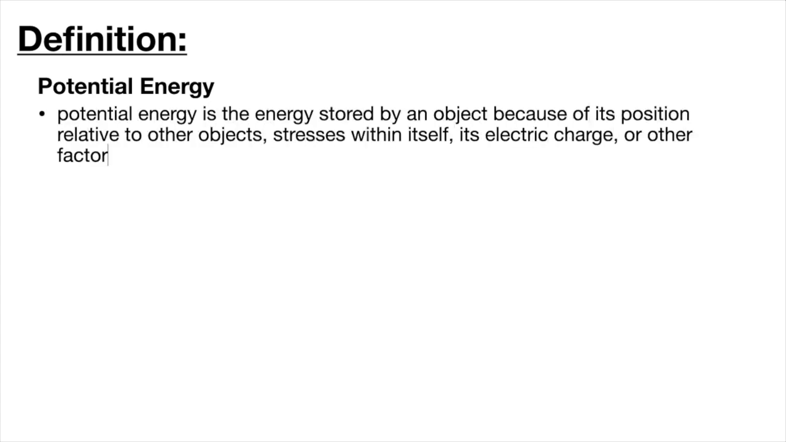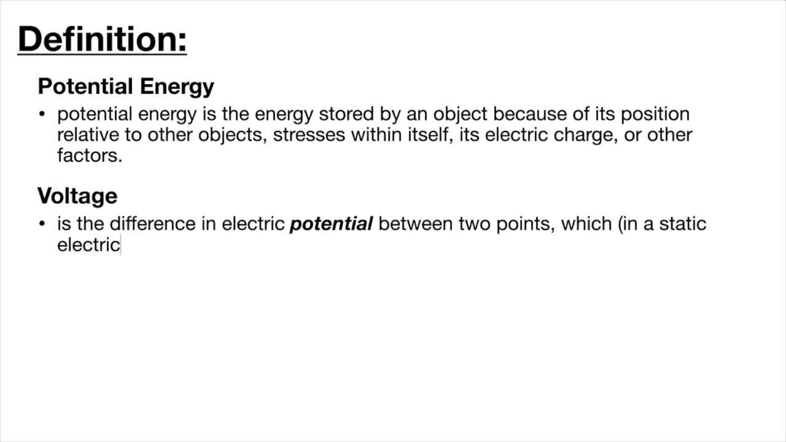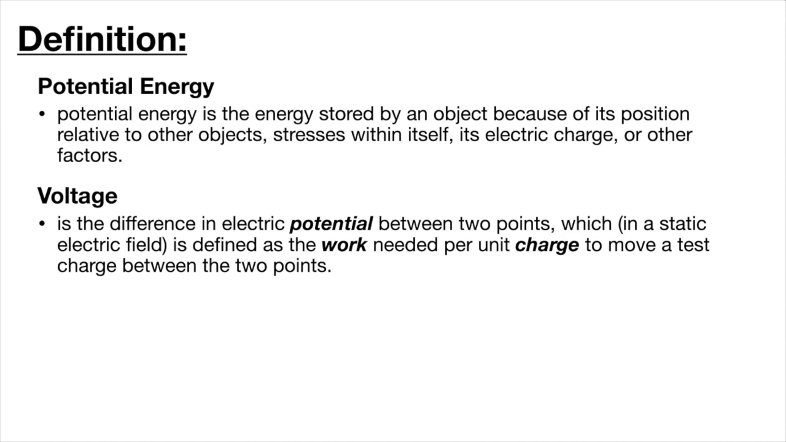Definition. Potential energy. Potential energy is the energy stored by an object because of its position relative to other objects, stresses within itself, its electrical charge, or other factors. Voltage is the difference in electrical potential between 2 points, which, in a static electric field, is defined as the work needed per unit charge to move a test charge between 2 points.